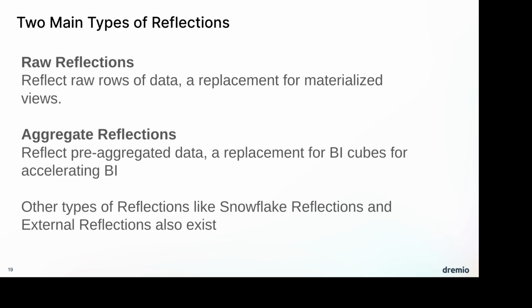So again, I would do raw reflections when I want to materialize raw rows, and aggregate reflections when I want to materialize the aggregations to speed up a BI dashboard. And I can have both on the same table or view. Dremio will determine which one's the right one for that particular query. So a BI dashboard that's working off the table might be routed to the aggregate reflection, while some query on the data itself to get back some rows will be routed to a raw reflection.